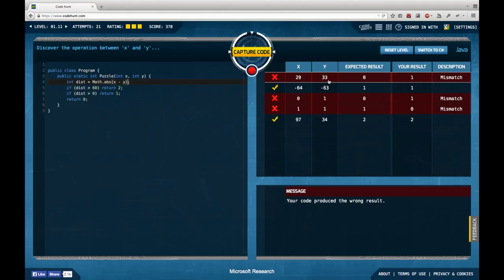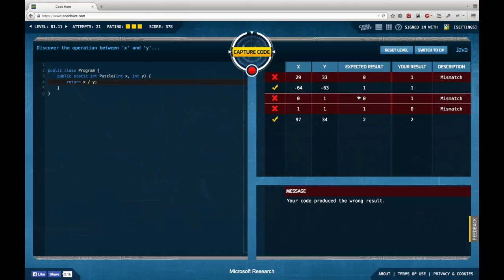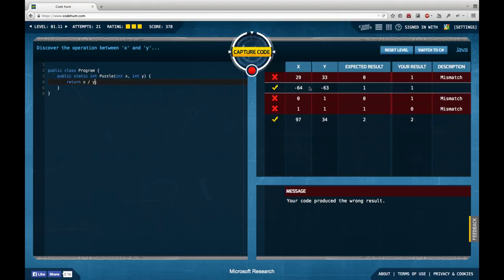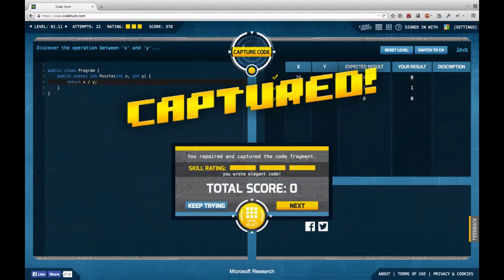And actually, since it depends on the distance, so the larger the distance between the numbers, the bigger the number seems to become, I would say there's something about division here. Probably the easiest division I can think of is just dividing x by y. It would explain 0 by 1 is 0, 1 by 1 is 1, 97 by 33 is actually 2 in integer division because it's cut off, minus 64 divided by minus 63 is 1, and 92 divided by 33 is 0, so it would fulfill all these test cases.